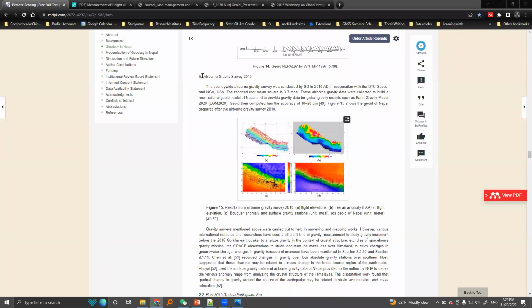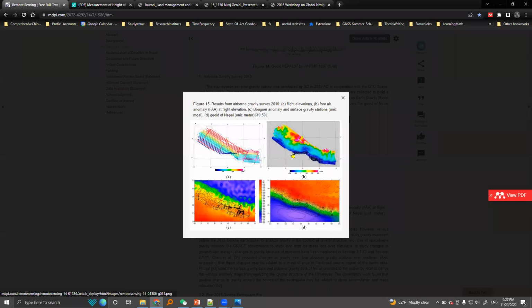Let's move to 2010. In 2010, the Survey Department, DTU Space of Denmark, and NGA of USA together carried out a countrywide urban gravity survey. The products were, as we can see here, free-air anomaly, Bouguer anomaly, and a geoid of Nepal. It was an urban gravity survey, but this was also a relative gravity survey. The reference station was at Tribhuvan International Airport.